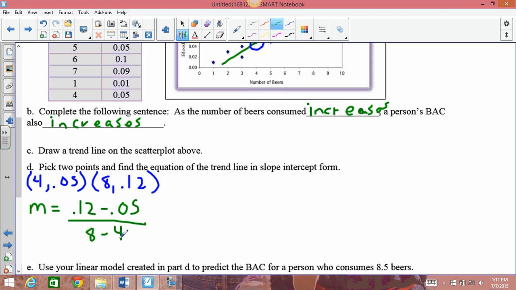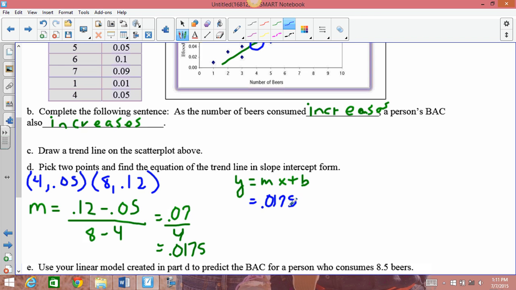So I'm going to have 0.07 divided by 4, which is going to give me a slope of 0.0175. All right, so that would be my first step, find the slope. Second step, go to your y equals mx plus b. Substitute in everything you know, so you know your slope. Pick a point. It doesn't matter which one you choose. I'm just going to choose my first one there. My y is 0.05 and my x is 4 plus b. And I'm going to solve for b.